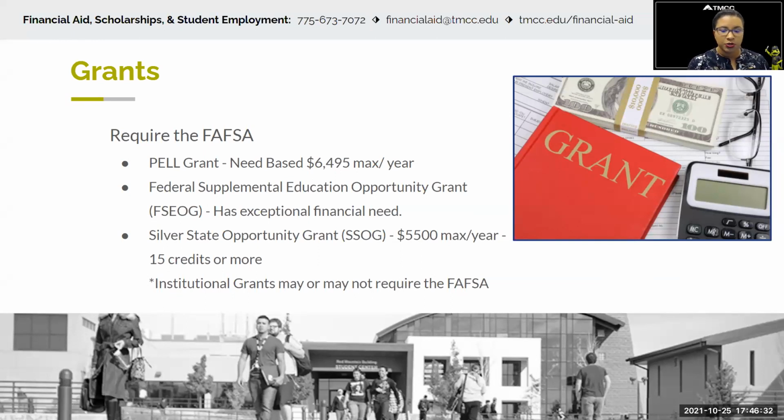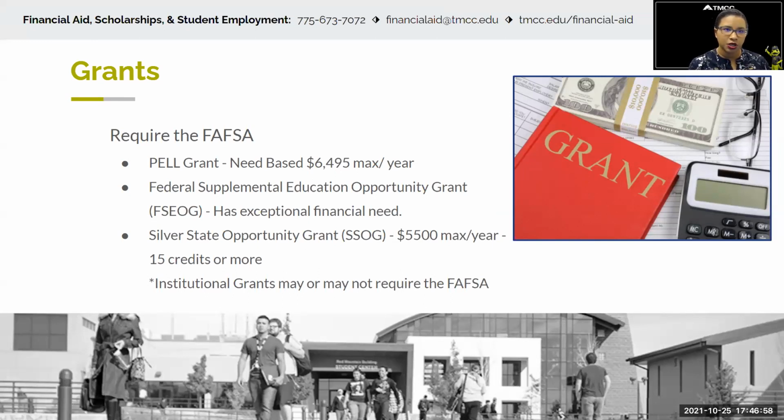The Silver State Opportunity Grant, or SSOG, is given to students who are taking 15 or more credits and they enter their school at a college level in math and English. So they can get up to $5,500 per year. Again, that is based off of their need.